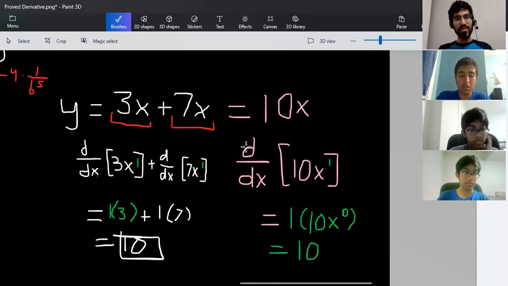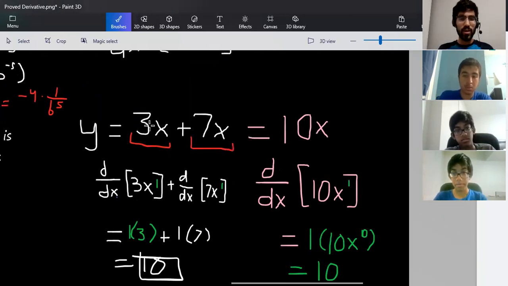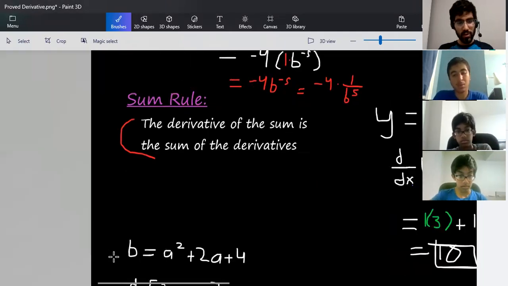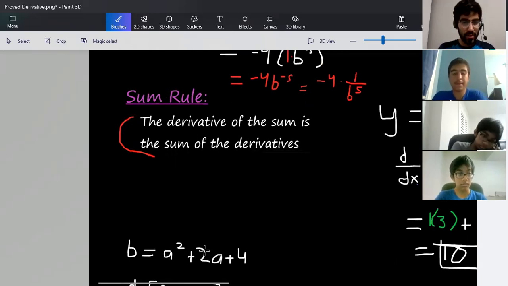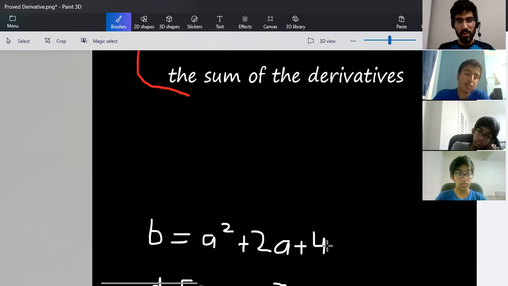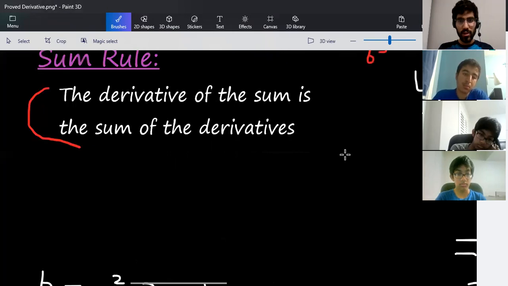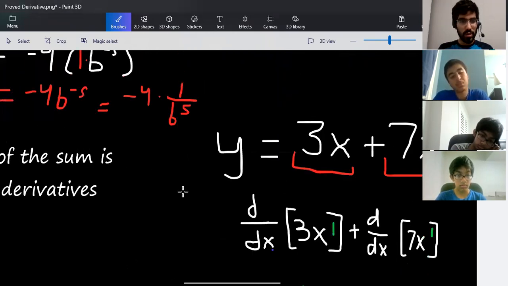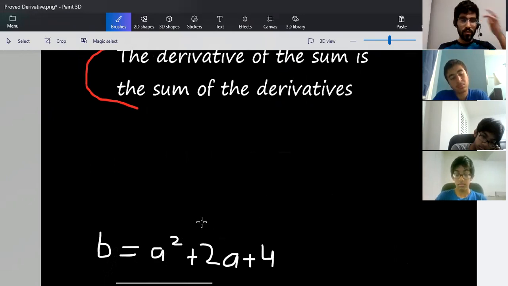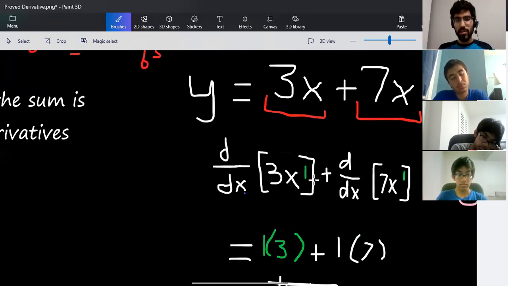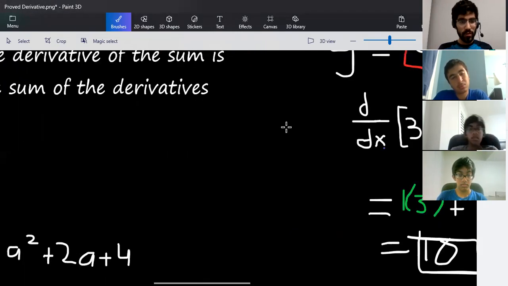Cool. The reason this is important is sometimes we can't simplify. We can't say 3x plus 7x equals 10x. So for example, here, I switched up the variables. It doesn't matter; variables can be whatever. We're saying b is equal to a squared plus 2a plus 4. We can't collect any like terms here. Over here, these were like terms. Over here, there is not. But the same rule still applies. So even though we can't collect the like terms and then take the derivative, we can still do the opposite: just take the derivative of each term individually.